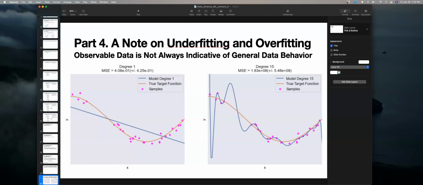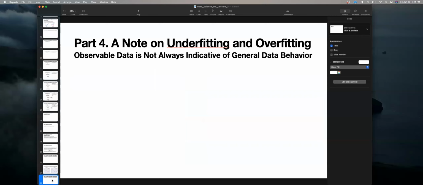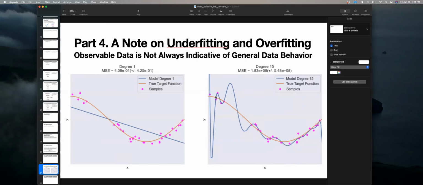So this is a really important point, and we're going to discuss this in detail in another lecture. But I think it's important for me to at least make a note of this in the first real machine learning lecture that we have, so that you're aware of it and you don't get too excited when you have a model working and you think it's running well. So yeah, observable data is not always indicative of general data behavior, like over here, right?